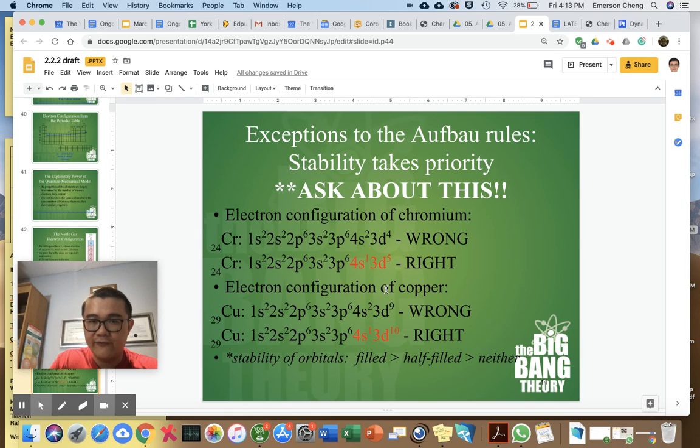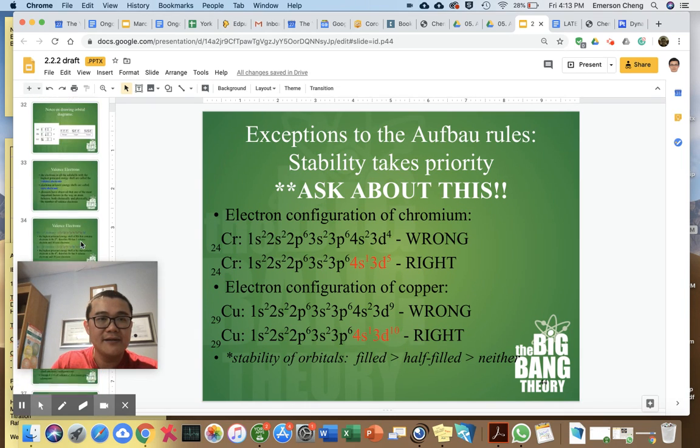Electron configuration of copper. Again, copper is 29. So if you follow the rule that we did earlier, you should fill 4s first before 3d. But why is it that you don't do this, you do this? The hint here is stability of orbitals. Filled orbitals are more stable than half-filled versus neither.